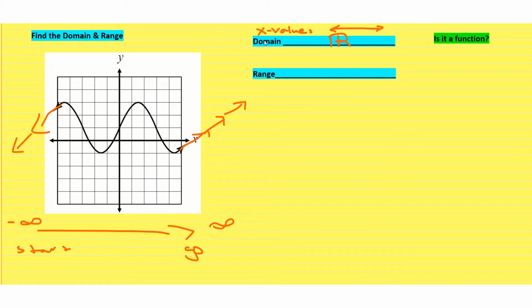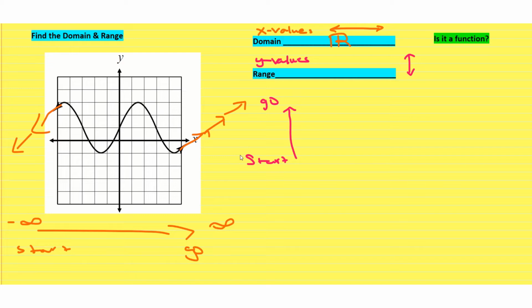Okay, so now let's consider the range values. The range values are the y values. The y values align with the y-axis. The y-axis goes up and down. So we need to consider, where does our graph start at the bottom, and where does it go to?